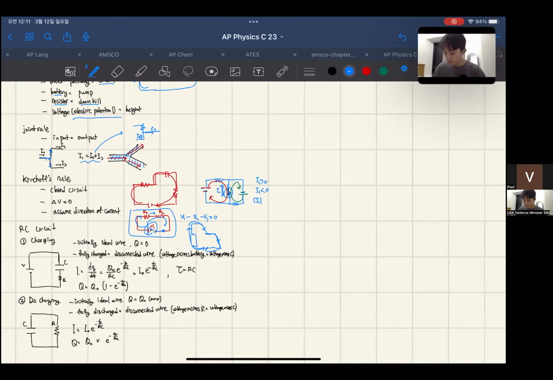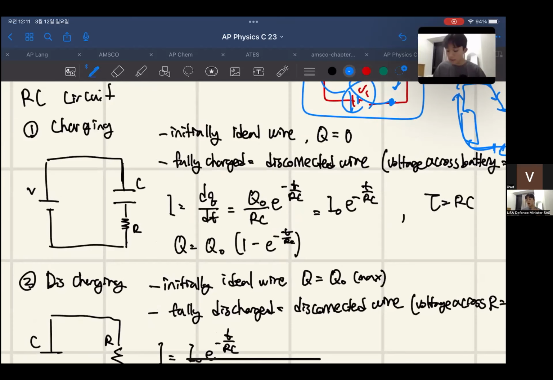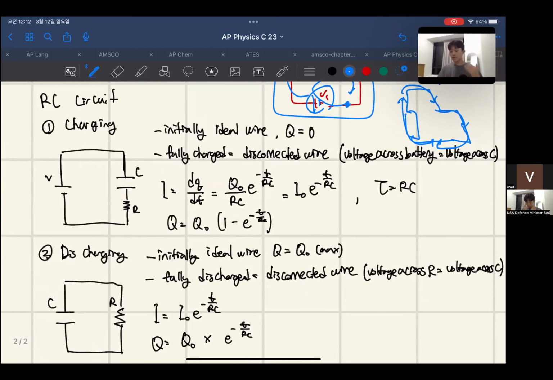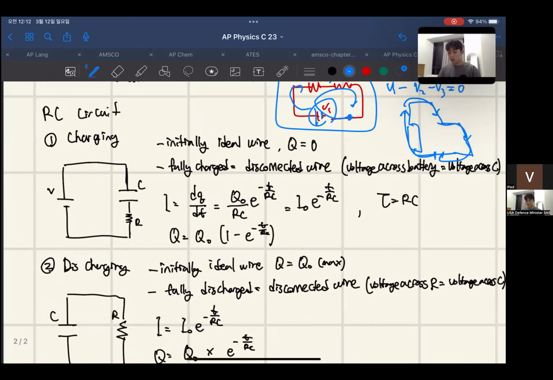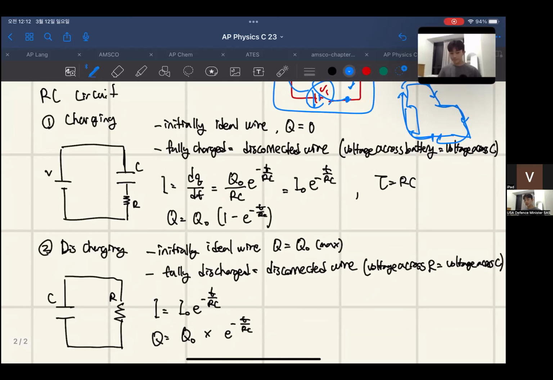That was my tip. Now, let's move on to the hardest part of this unit, which is RC, RL, and LC circuits. So let's start off with the RC circuit. Now, an RC circuit can be divided into two parts. The first part is charging, and the second part is discharging.